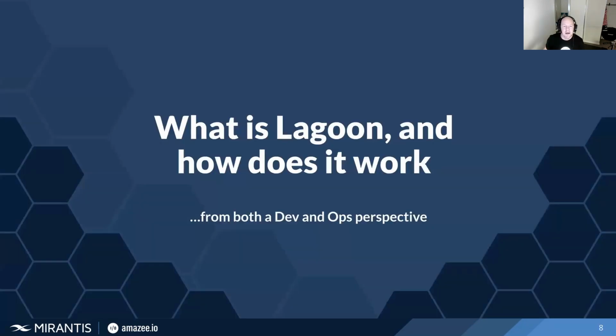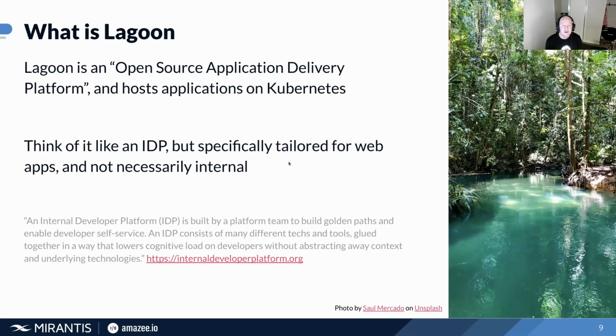What is Lagoon and how does it work? I'll cover this from a couple of perspectives, from the developer perspective and from an operations perspective. But at its very essence, Lagoon is an open source application delivery platform, and it hosts applications on Kubernetes. Now, open source application delivery platform is a fancy way of saying we've built an IDP, if you know what an internal developer platform is, but our version of this IDP is tailored specifically for web applications.